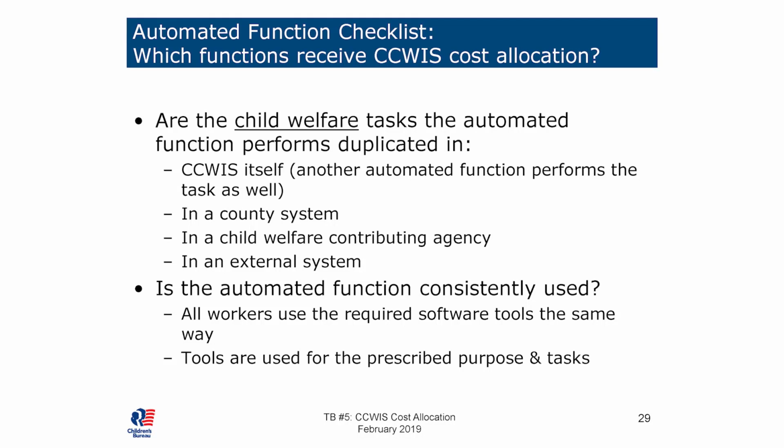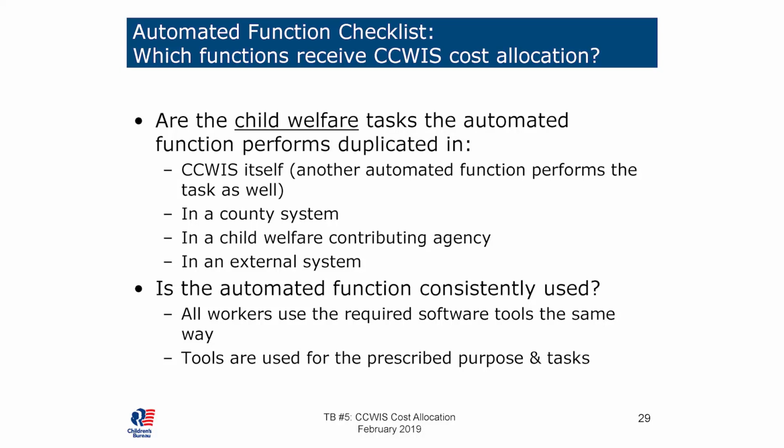After you've identified the automated functions that are CCWIS automated functions, the next step is to determine which of those may qualify for CCWIS cost allocation. We determine this by looking at two factors. Is the function duplicated, and is the function consistently used? Automated functions must meet both these criteria to qualify for CCWIS cost allocation. In other words, only automated functions that are not duplicated and are consistently used may qualify for CCWIS cost allocation.